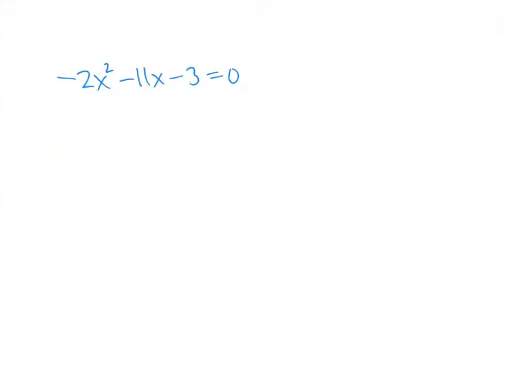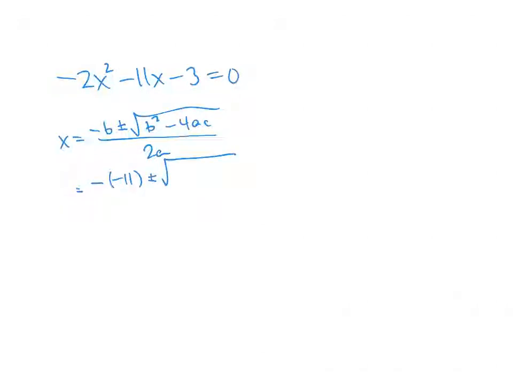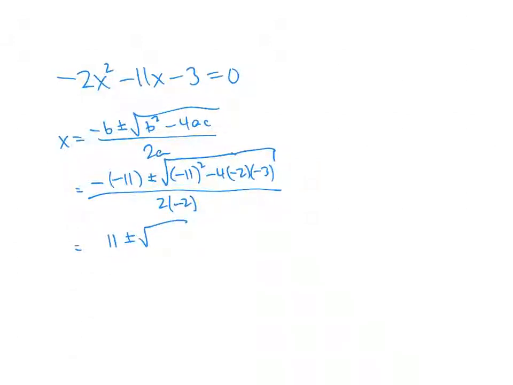This is the equation we're trying to solve. Our quadratic formula is x equals negative b plus or minus the square root of b squared minus 4ac, all divided by 2a. So my b is negative 11, so negative b is minus 11. B squared is minus 11 squared, minus 4 times a, which is negative 2, times c, which is negative 3. All divided by 2a, so that's 2 times negative 2. So this is 11 plus or minus. Now inside that square root, we're going to end up with 97, and then a negative 4 on the bottom.